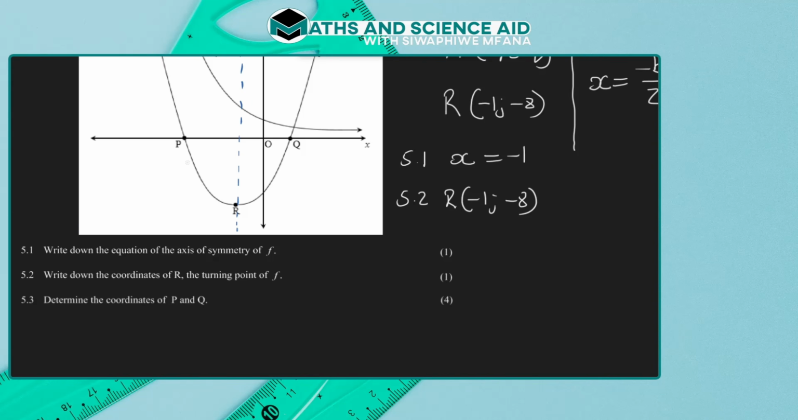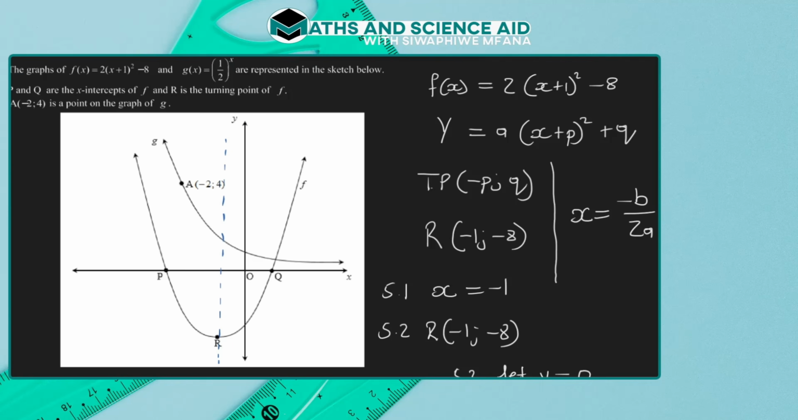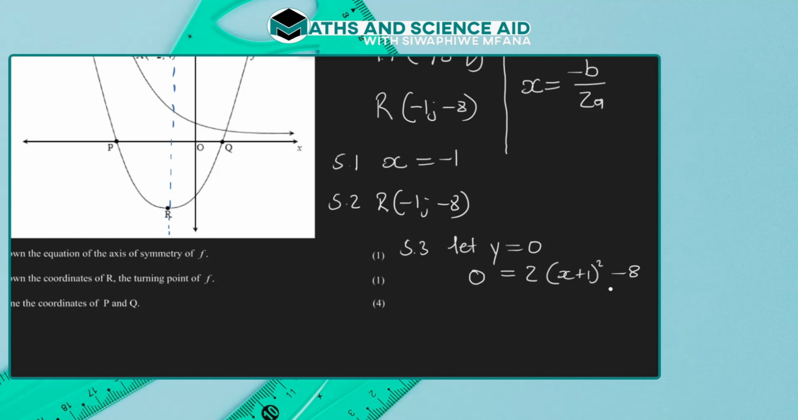So in order to find the coordinates of P and Q, we just simply need to let y equal to 0. And now this is the equation of the function. So if we let y equal to 0, it basically means that we make f of x here equal to 0. So this is the equation we get, and now we can just simply solve for the x values.